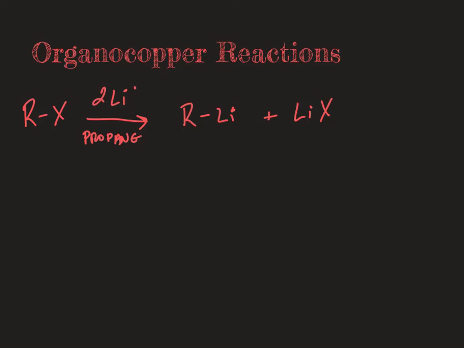Okay. Now again, we've got a partial negative, partial positive structure. So we have kind of a carbanion. It's not quite as strong as Grignard, but we do have a nucleophilic, basic molecule. This then is what we're going to use to make a Gilman reagent.